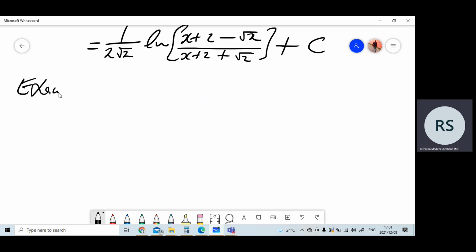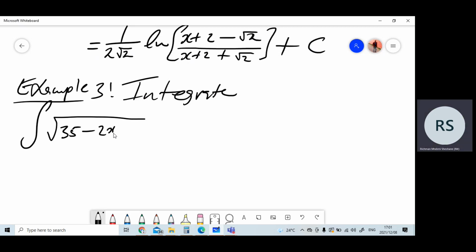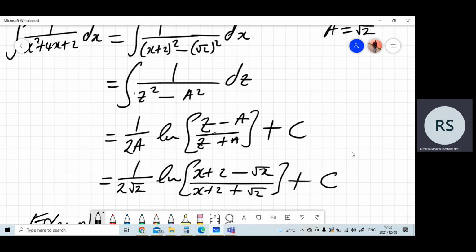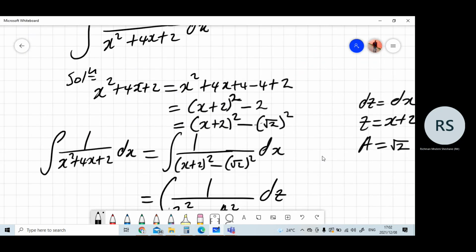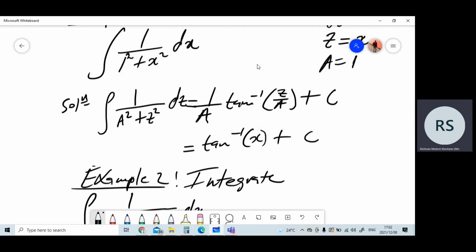This is example 3. Again, question, just integrate. We want to integrate the square root of 35 minus 2x minus x squared dx. A square root of a quadratic, is it one of the form that we're looking at in order to apply the integration by complete the square? Let's check if it's one of those 3 forms I listed below.